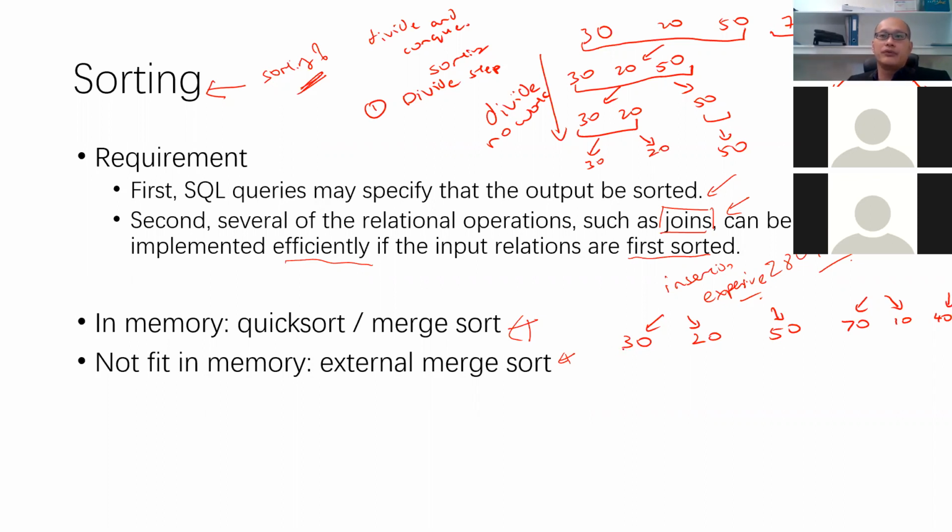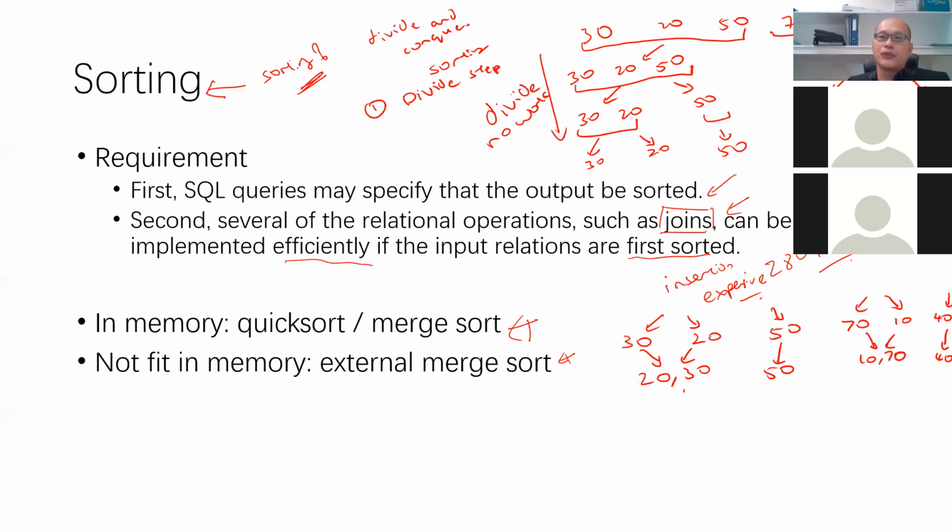These two elements will be merged and sorted in the right order, which will give me 20 and 30. And this is going to give me 50 first. These two will be merged together to give me 10, 70. And this will give me 40. So this is the first run of the merging step.